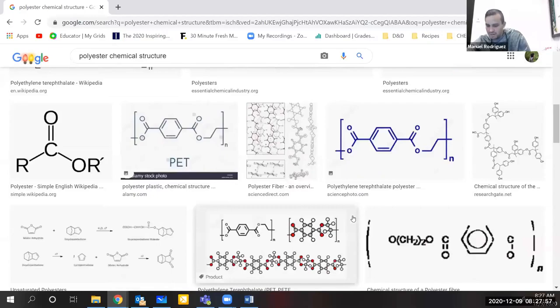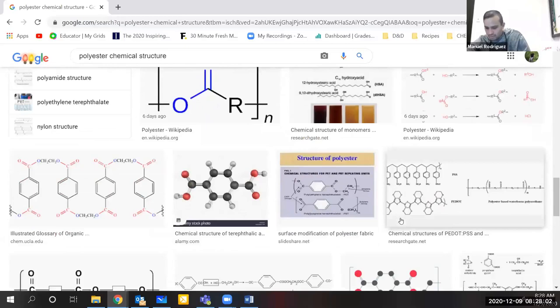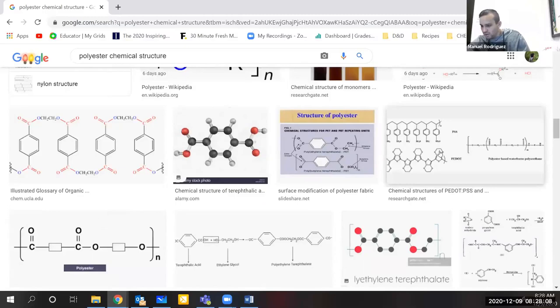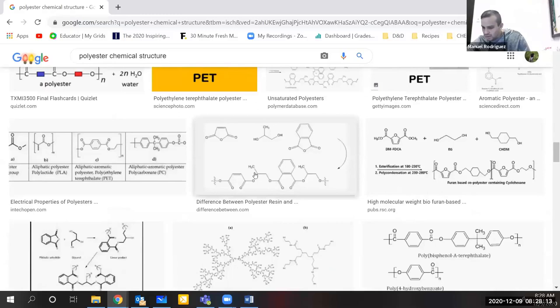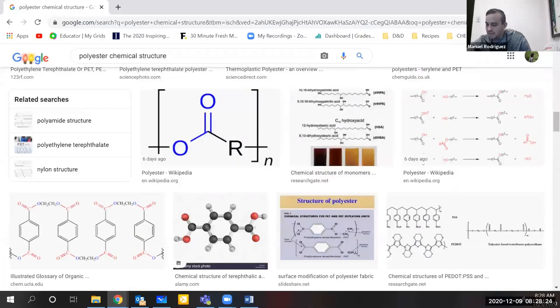So this is the formula of polyester. Actually, most of them look really similar. I'm actually surprised. There are some other ones that look more clunky. This one has like a metal sticking out. This one looks like now they don't have the benzene, they have something else. So polyester can have different forms, but let's just pick the most common form.